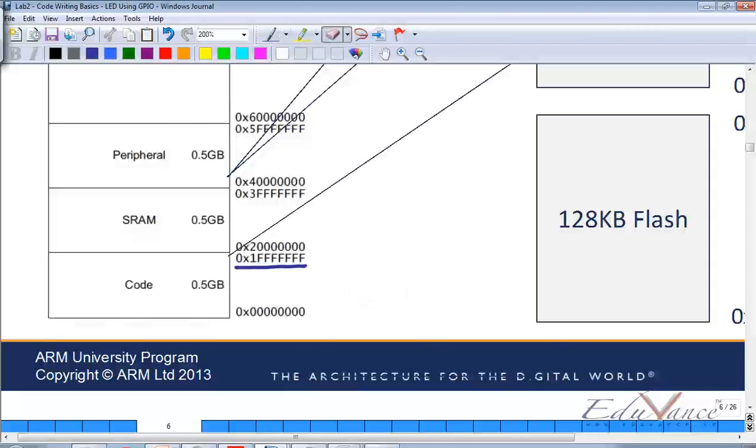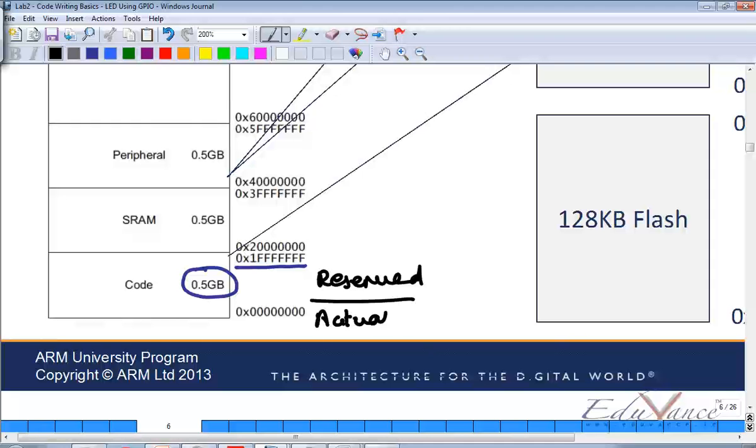So when we take it from all zeros to 1 all Fs, this is actually 0.5 GB, or 500 MB. So 500 MB of the space is reserved. Please understand the concept of reserved. Reserved does not mean actually there. It is just reserved. Then the next 0.5 GB is reserved for SRAM memory.